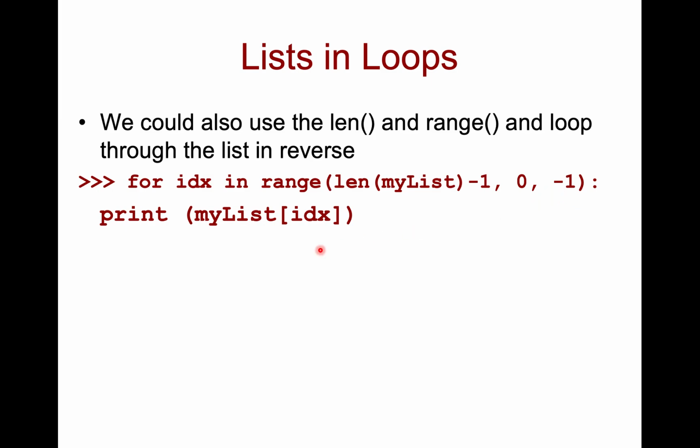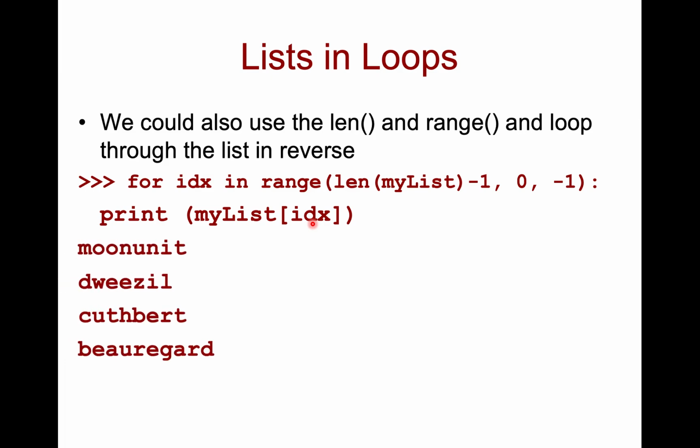So when we print mylist at index, we will get mylist at item number 4, then item number 3, then item number 2, etc. This is the list printed in reverse order, and since our range function has a stop value of 0, the last thing we will print will be mylist at item number 1. Because remember, the range function always stops 1 before the stop value.